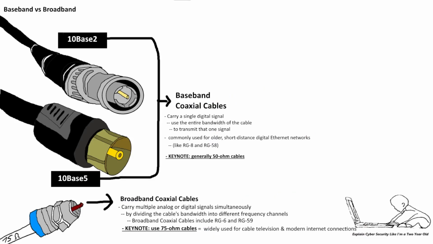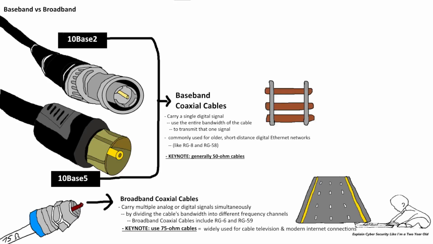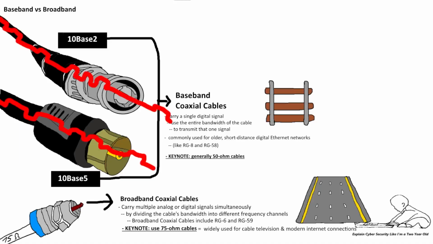Now to clean the screen up a bit, I want to talk about another key term, so let's bring back these two analogies of the train track and the multiple road lanes, covering baseband and broadband signals. Now baseband signals and broadband signals are different, in that baseband can only carry one digital signal, whereas broadband can carry multiple signals which can be analog or digital, and these can be sent simultaneously by dividing the cable's bandwidth into different frequency channels. And this frequency is a key point that will loop us back to the original point in the video about baseband and time division multiplexing.